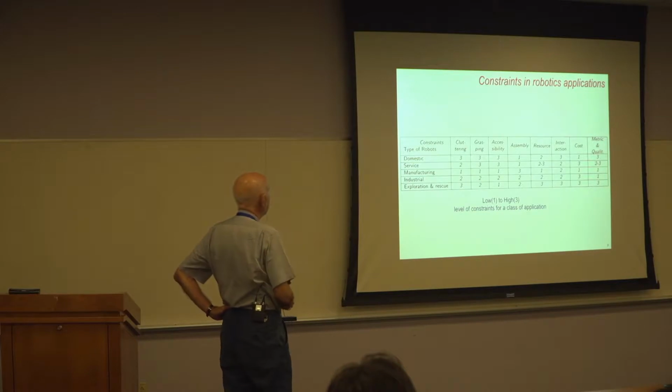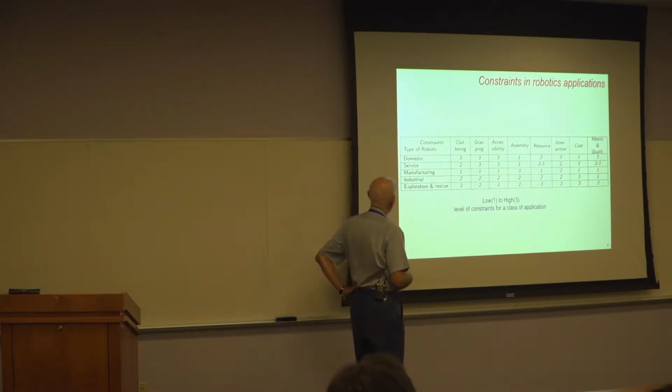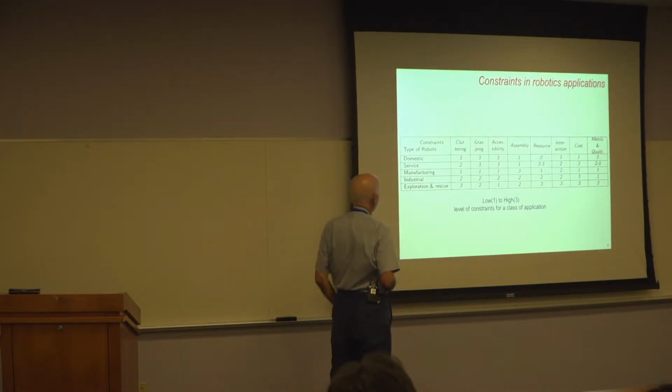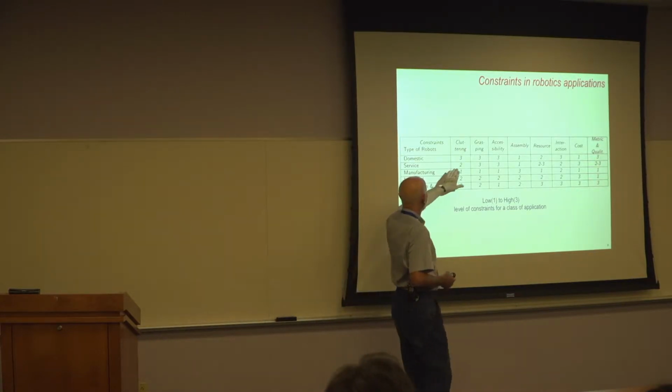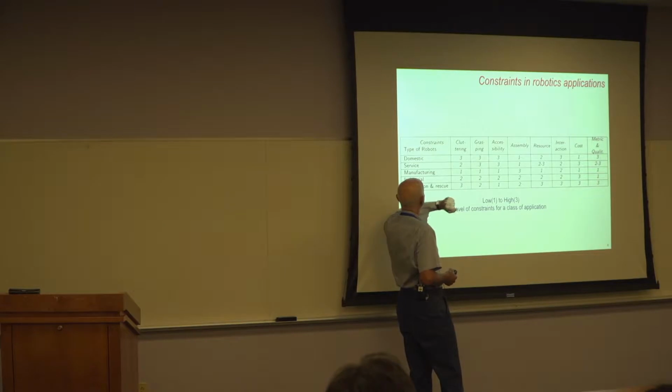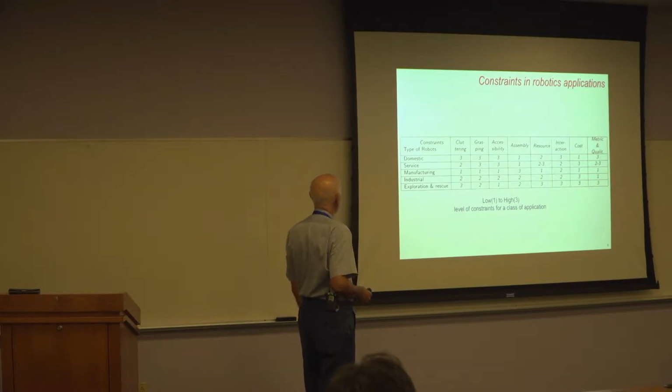So these constraints in robotic applications range in how important they are depending on the classes of applications, such as domestic robots, service robots, manufacturing robots, industrial robots, industrial mobile robots, and exploration and rescue robots. And the cluttering constraints can be very high in domestic applications. They are less important in manufacturing because you will set up the environment such as to avoid a lot of cluttering and so on.